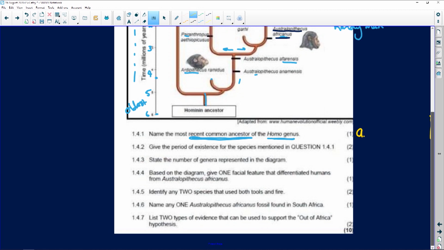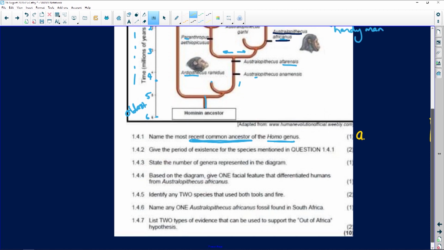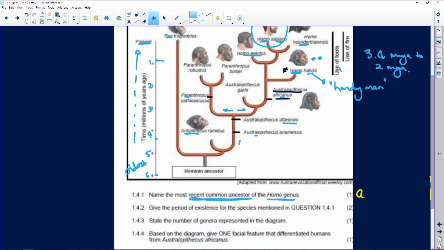You can actually just put A for Australopithecus. It saves you having to write it out. It is quite acceptable, but put a little full stop after it. And then it is Africanus.